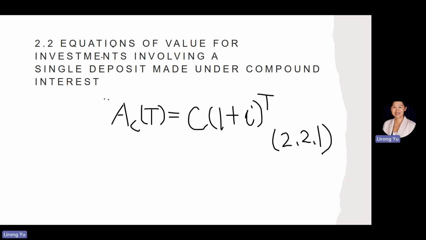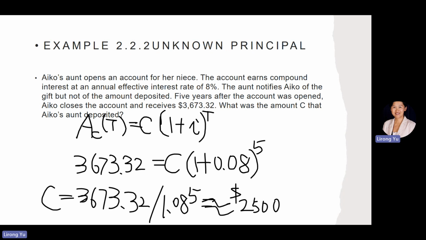2.2 is when you have a single cash flow and you have an effective interest rate of i, and this is the amount function for time t. By t, we mean capital T. So we have a couple of examples where you either have a cash flow that's unknown or the interest rate that's unknown. For example, in this example, the principal is unknown. The future value is given, the interest rate is given, the time is 5. The present value, which we are using letter C, is not given. So we're discounting the 3,673.32 to the present time, and that's how we calculate C.